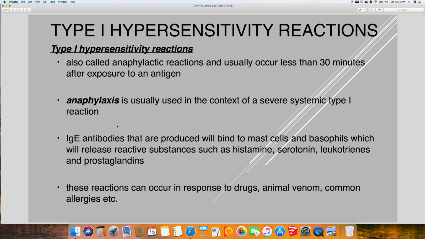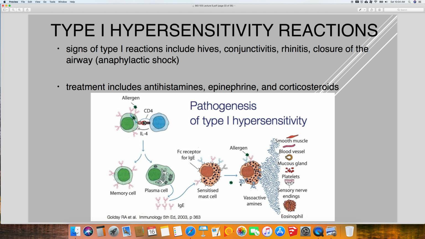When you see the term anaphylaxis, this is just basically a severe systemic type 1 hypersensitivity reaction. All right, and this is just showing the pathogenesis. You don't need to worry about it. Just make the associations. Very fast acting. IgE antibodies, things like that.